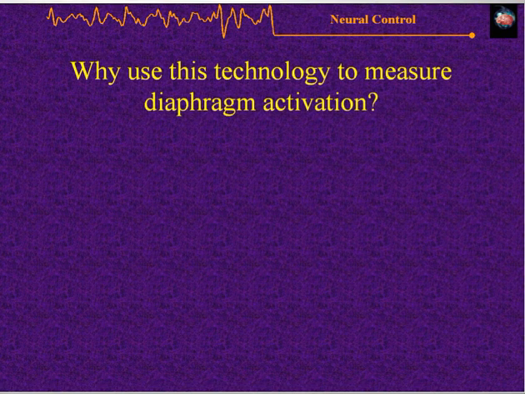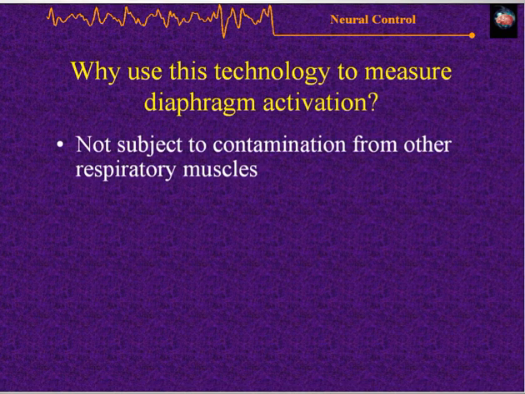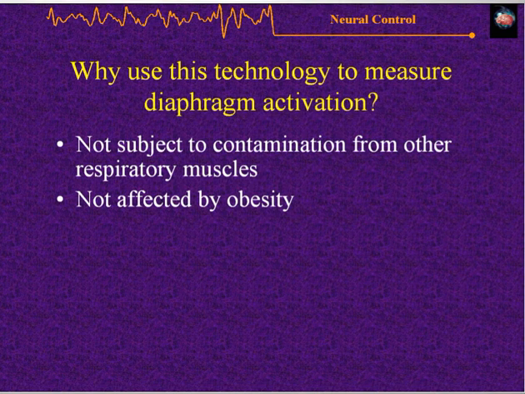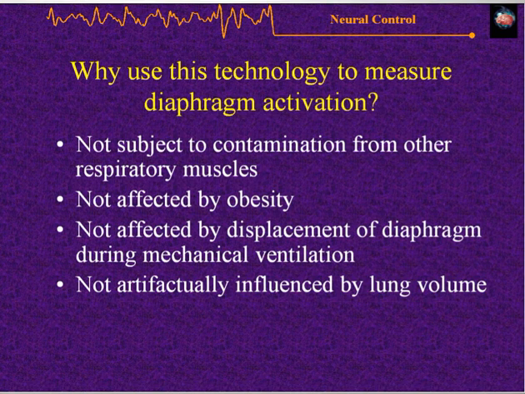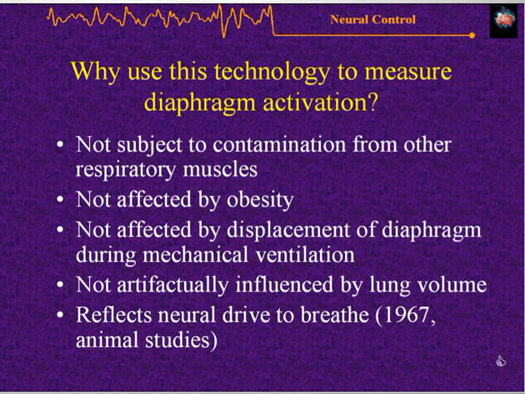Now, a lot of people say to me, why use this technology to measure diaphragm activation? Why don't you use surface EMG? Well, esophageal recordings of diaphragm electrical activity are not subject to contamination from other respiratory muscles. They are not affected by obesity. They are not affected by displacement of the diaphragm during mechanical ventilation or inspiration, as I showed you in the previous slide. I spent 3 years of my PhD thesis proving that they're not artifactually influenced by lung volume. And in animals in 1967, it was shown that when you measure the diaphragm electrical activity with an esophageal electrode, it closely reflects the phrenic nerve activity.